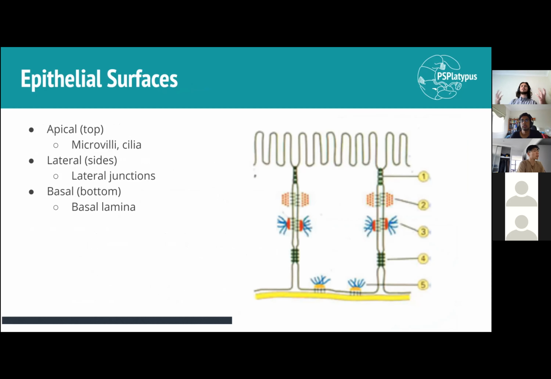Okay, so as we were saying, epithelial cells are oriented, or they're polarized. They have top sides and bottom.